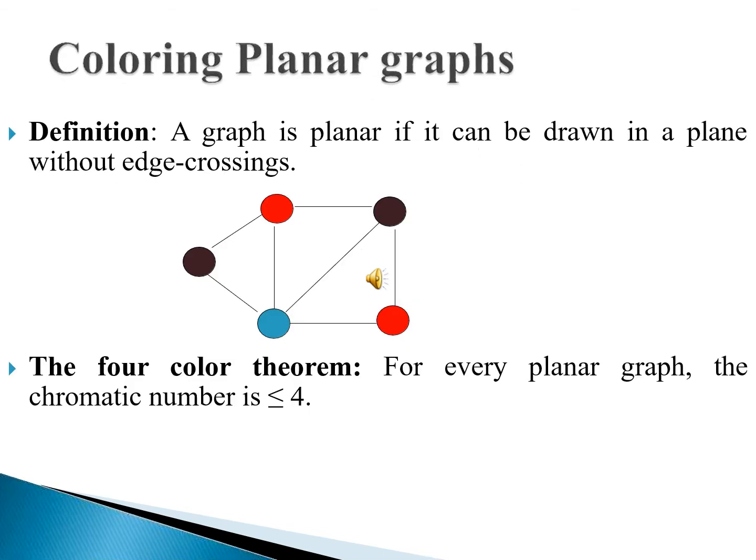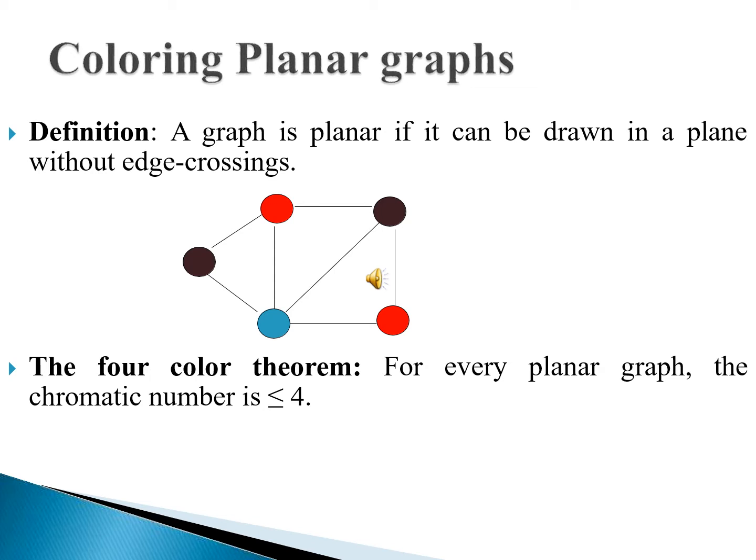Coloring planar graphs. Definition: a graph is said to be planar if it can be drawn in a plane without any edge crossing. Example shown here shows a 2D graph and each edge does not cross the others.